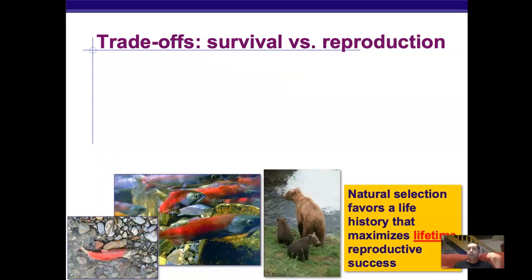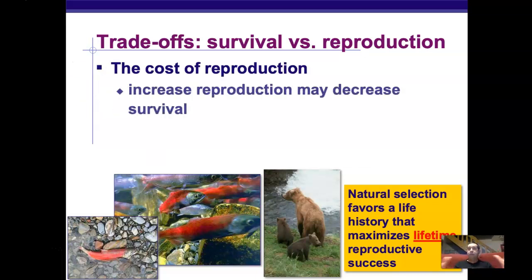So there's got to be some trade-offs in survival and reproduction, right? What is the cost of reproduction? There's a certain amount of energy that has to go into reproduction. And do you want to put it into producing gametes or put it into caring for offspring? That's kind of the trade-off there. Increased reproduction may decrease survival. Trout, they put all their energy into reproducing and then they die.